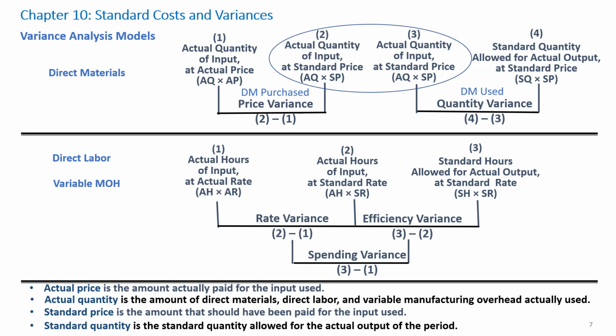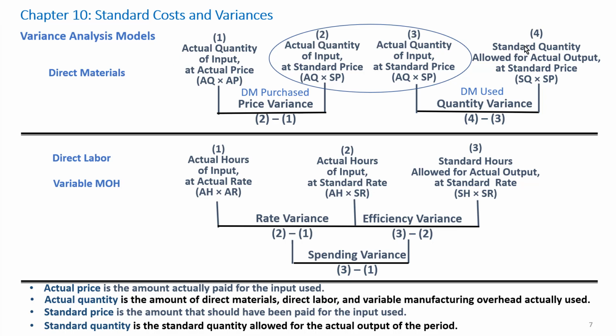Variances can be determined using either a model or using equations. This slide shows you the model. As you can see, there's a model for direct materials and a model for direct labor and variable manufacturing overhead. Both models are basically the same in that they identify the variances related to price and quantity. The direct materials model has four components because in most cases, the amount purchased is not equal to the amount used.